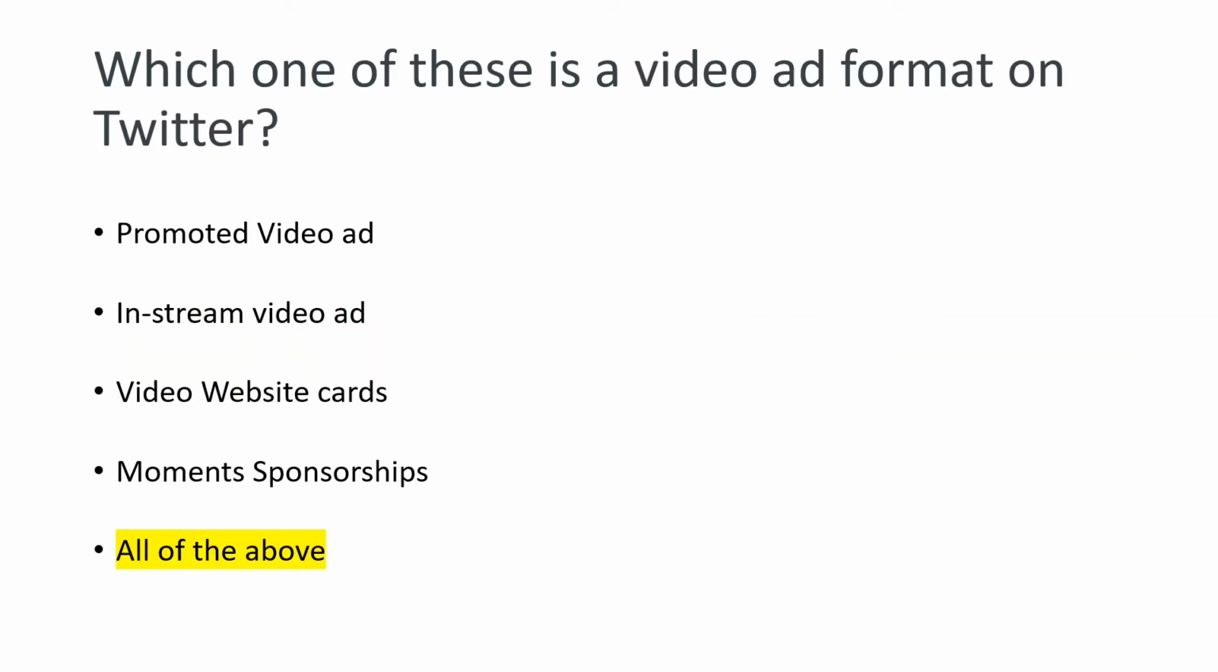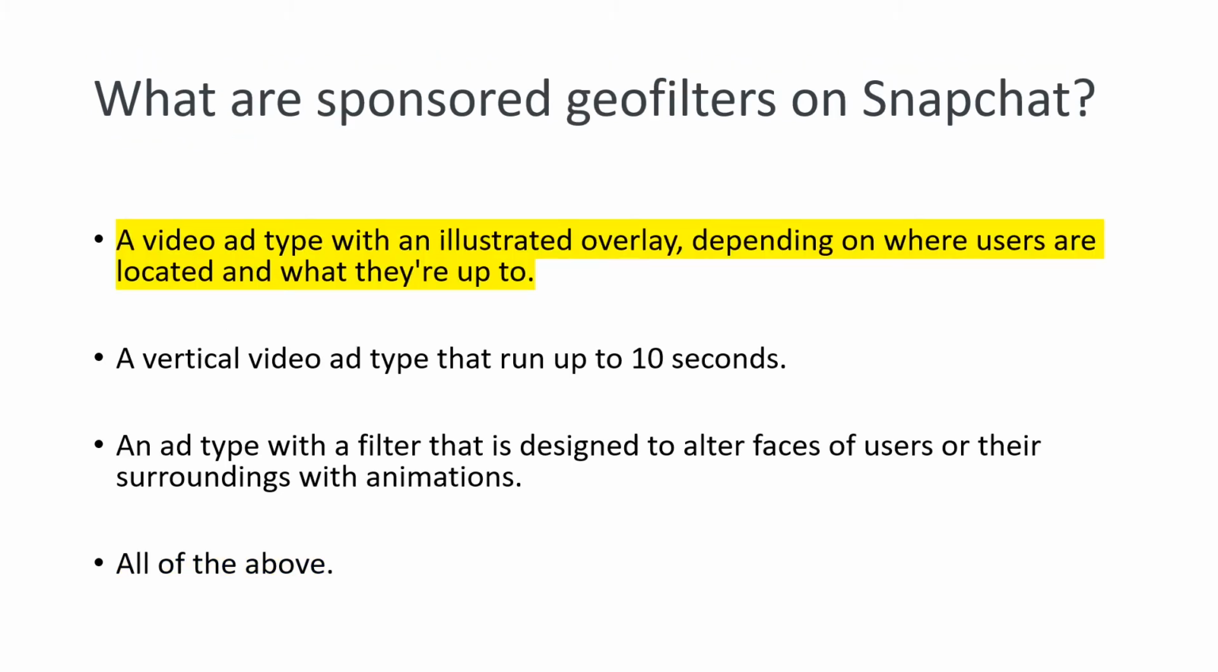91. Which one of these is a video ad format on Twitter? Promoted video ad, in-stream video ad, video website cards, moment sponsorships. 92. What are sponsored GIF filters on Snapchat? A video ad type with an illustrated overlay, depending on where users are located and what they're up to.